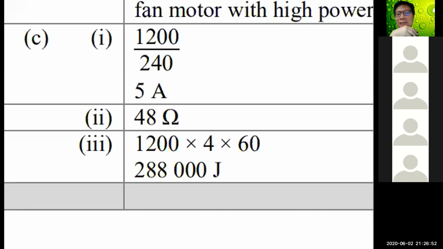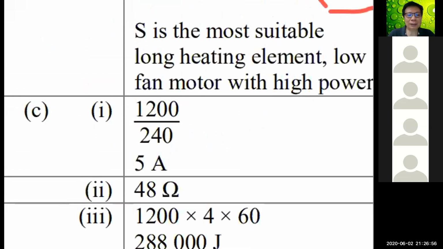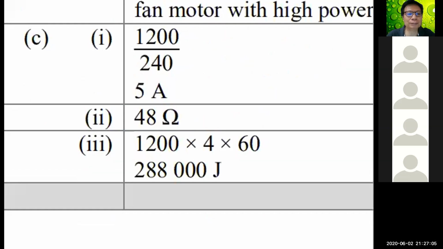Finish already. So, any question to ask here? So, this paper we finish already. There's one more paper we go, paper 3, experiment. So, I think this one finish already. Someone answer here, Harry Young. V over I. Okay, correct.